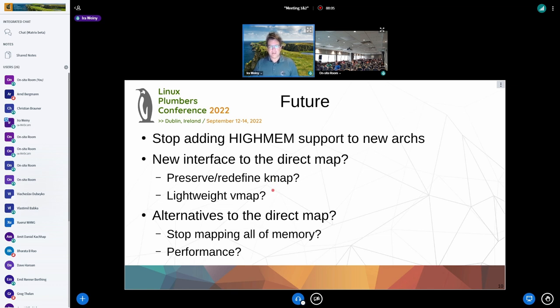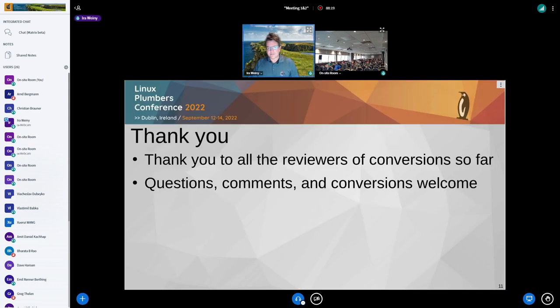We played around with different interfaces. Matt just talked about potentially using VMAP or something like that. I think that's what we really ought to go to, is making this work, but not necessarily be efficient. And I would like to thank all the people who have reviewed the conversion so far and helped us along with this. And again, I am making a call out to anybody who'd like to help. Thanks, Ira. All right, thank you.